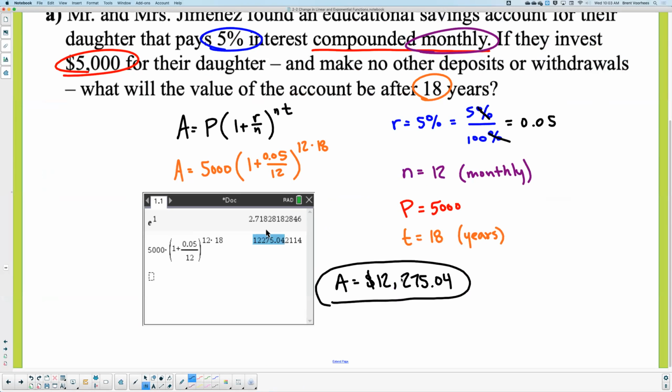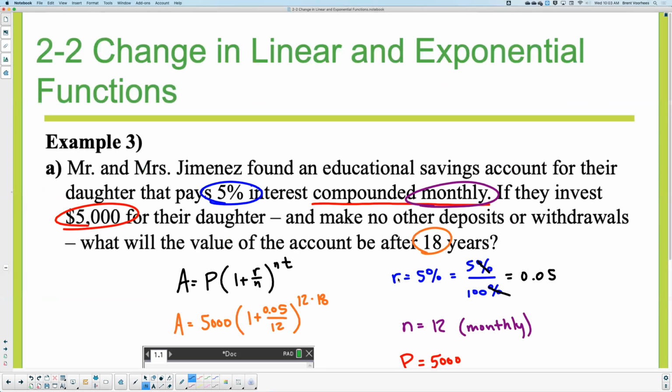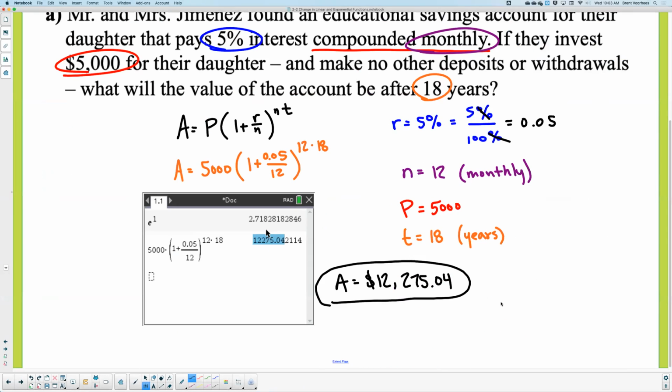Okay, let's look at part B. Take a picture. Yeah. This page or calculator? Okay, go for it. Chris, you hanging in over there? All right, let's look at part B.